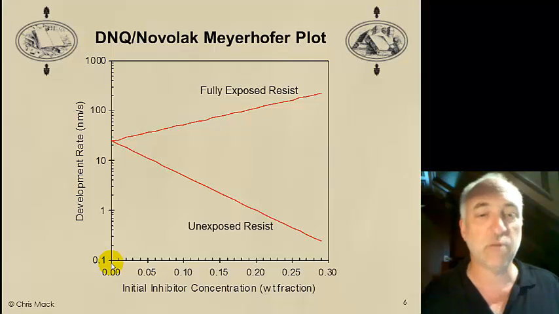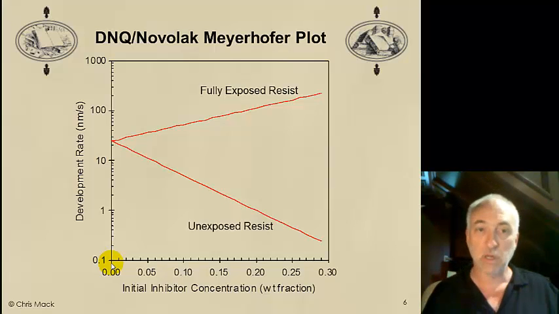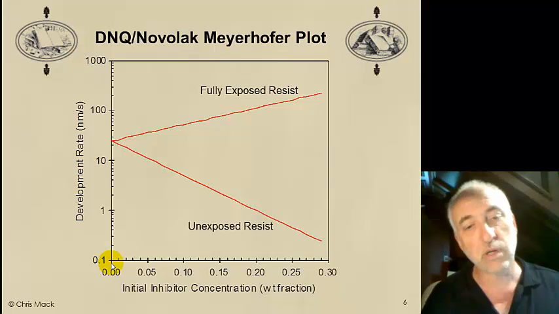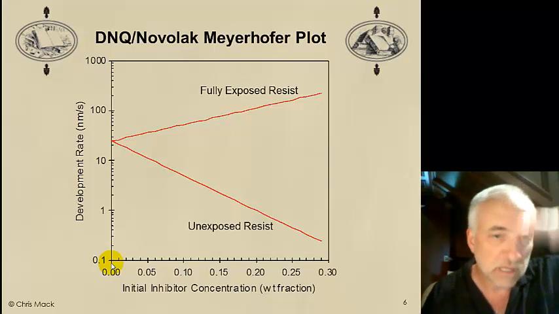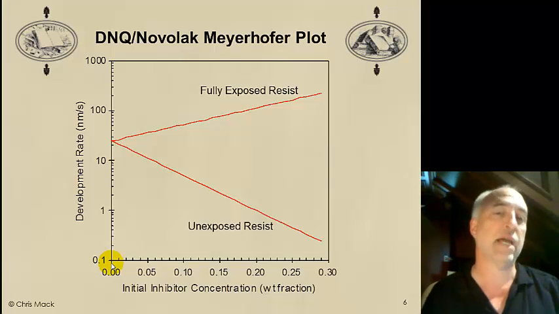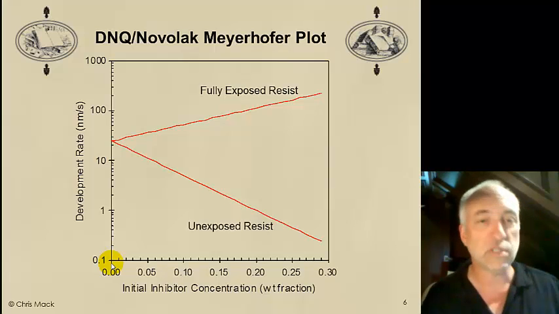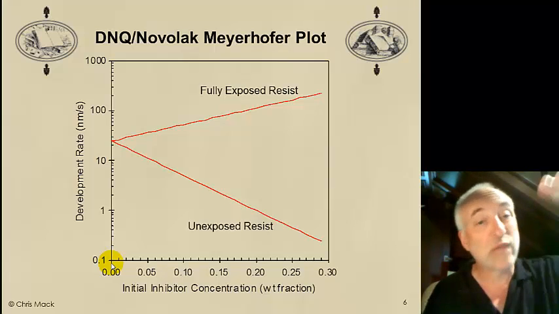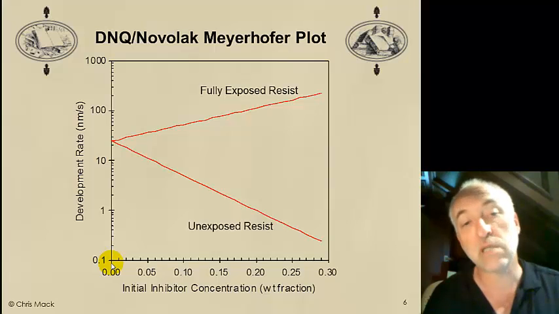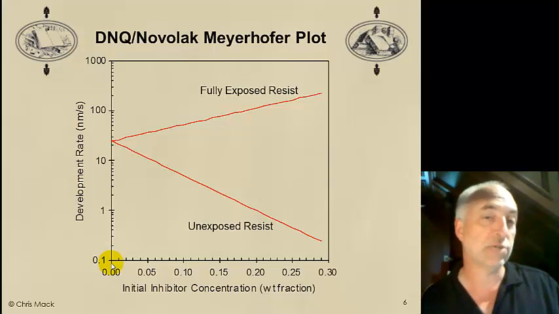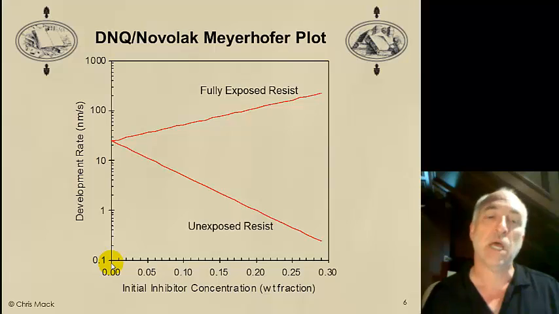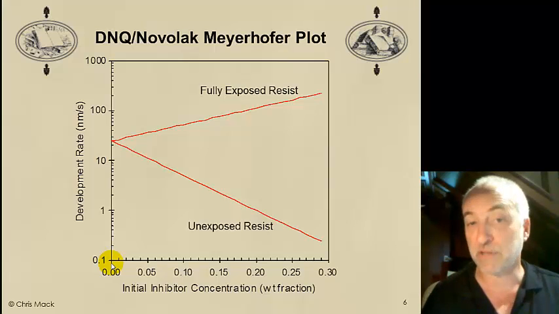So I coat a film of pure Novolak resin onto the wafer, I put it into a developer, and I watch how fast the thickness of the Novolak resin goes down. Eventually it all disappears and washes away. But the rate at which the thickness decreases is called the development rate, and it's measured in nanometers per second. And so here I have a resin that dissolves at a rate of about 25 nanometers per second.